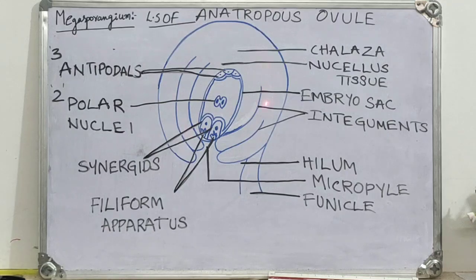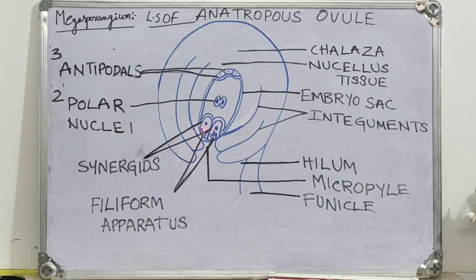And in the ovule we will see only one single opening. This single opening is called micropyle. So micropyle is the opening portion of the ovule. It is opposite to chalaza. What is the use of this micropyle? Through this micropyle only the pollen tube will enter.